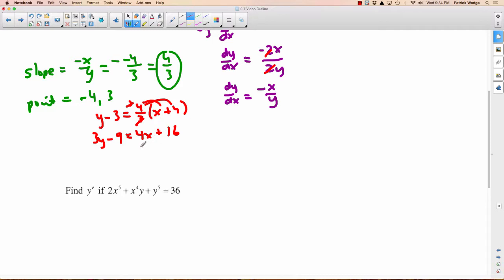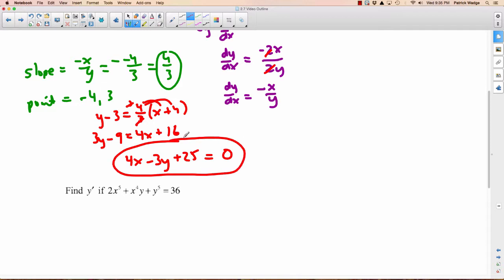So now, to get to general form, I have to get everything to one side and keep my x's positive. So I'm going to move everything to the right. I get 4x minus 3y. This minus 9 comes over and becomes plus 9. 16 plus 9 is plus 25 equals 0, but I'll write it on this side. And there's my equation of the tangent line.